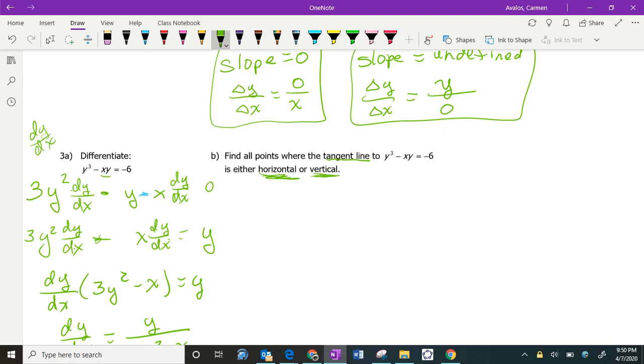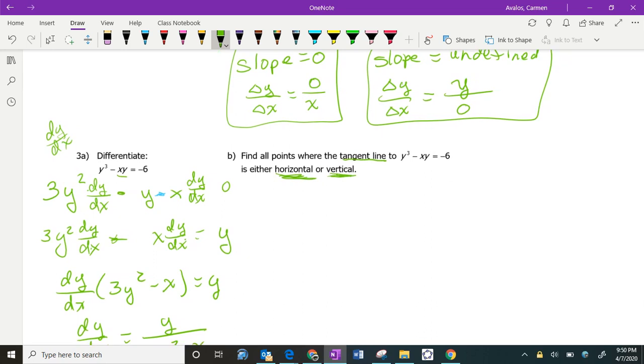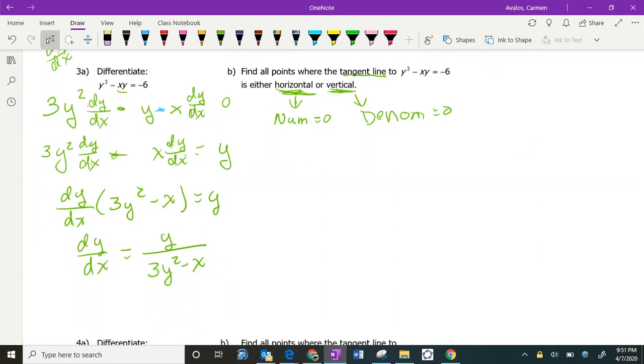If I want the horizontal line, that means that the numerator has to equal 0. And if I want the vertical, that means that the denominator has to equal 0. I don't even know what I'm writing. There we go. The denominator has to equal 0. And so we have the derivative already down here. So when we want the numerator to equal 0, that's what we're going to do.